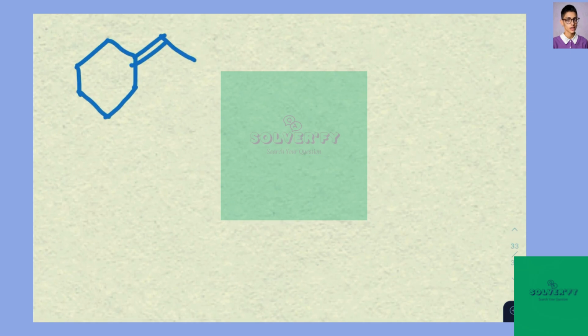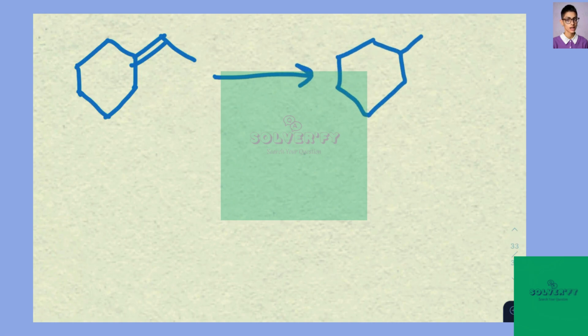Okay, this problem is asking us to identify the reagents when given starter materials and their corresponding products. So here we have a cyclohexane with an alkene attached to it and a methyl group attached to that. And here is my product, where we have an alcohol.